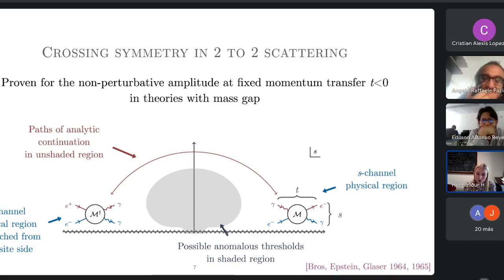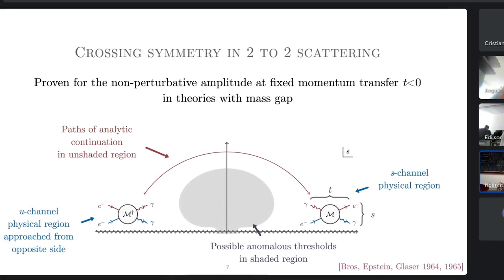minus gamma. We define S as the incoming center of mass energy squared, and we define T as the momentum transfer. And this plot here is in the complex S-plane. So the physical amplitude is, of course, for real values of S. So in the S channel, it lives somewhere up on this real S axis.